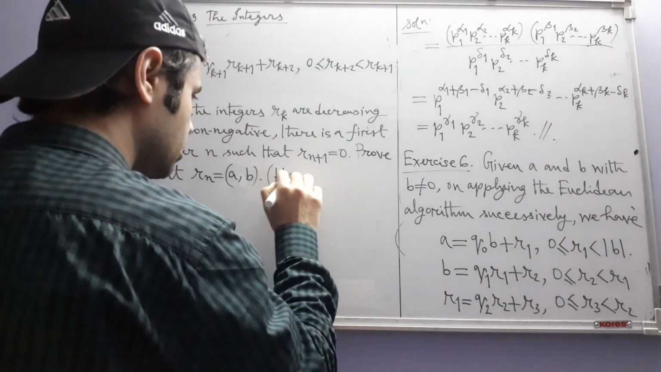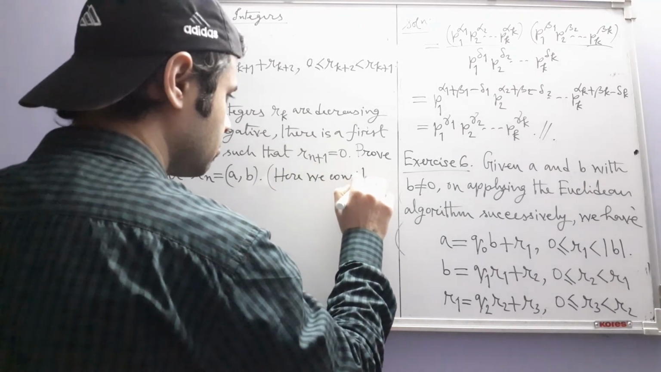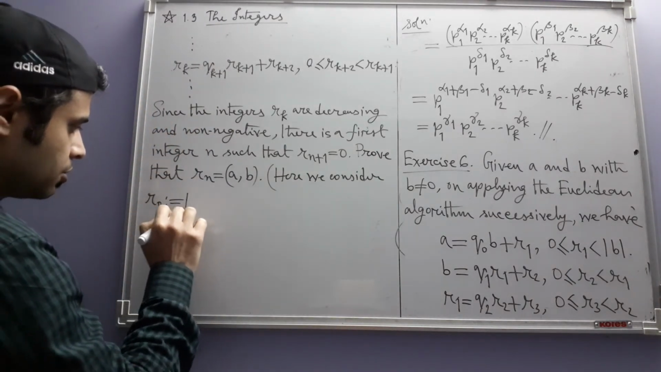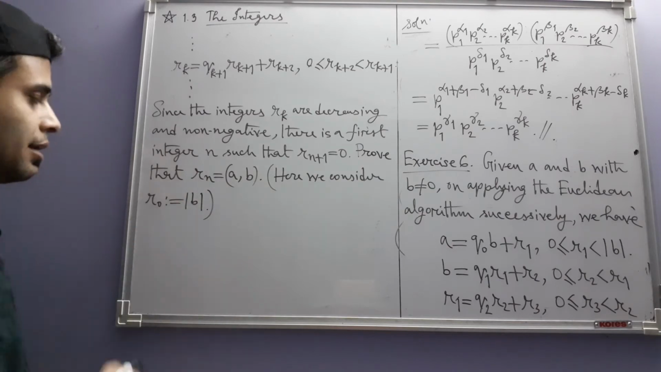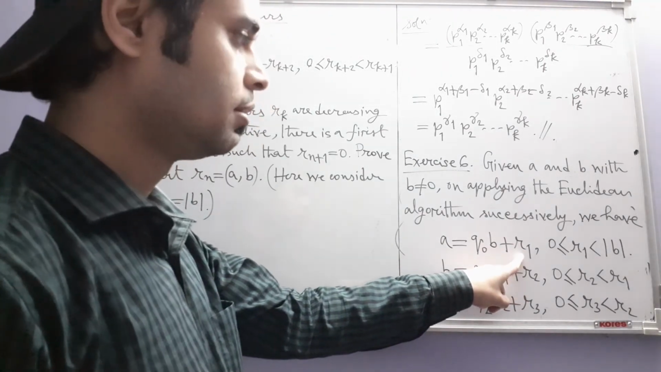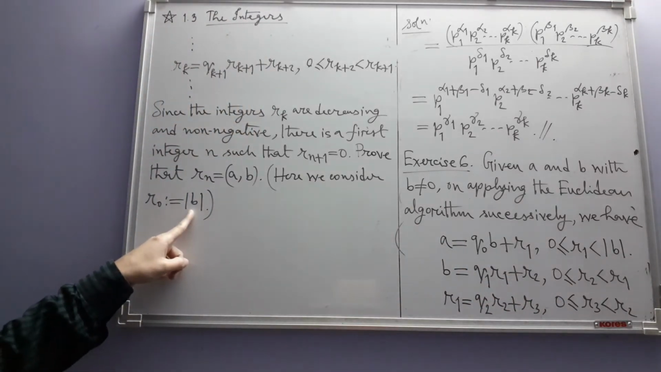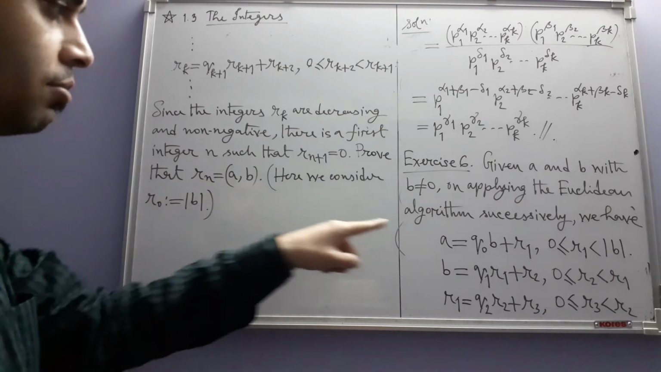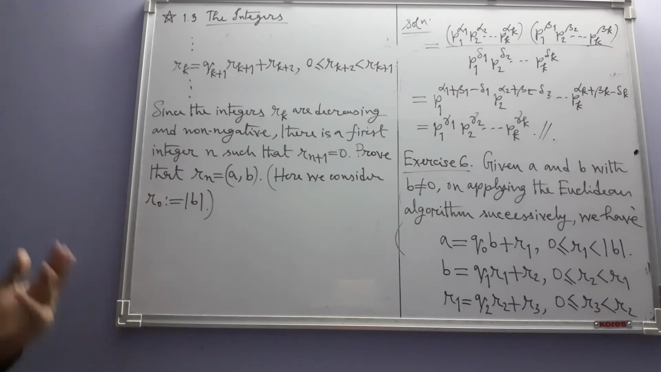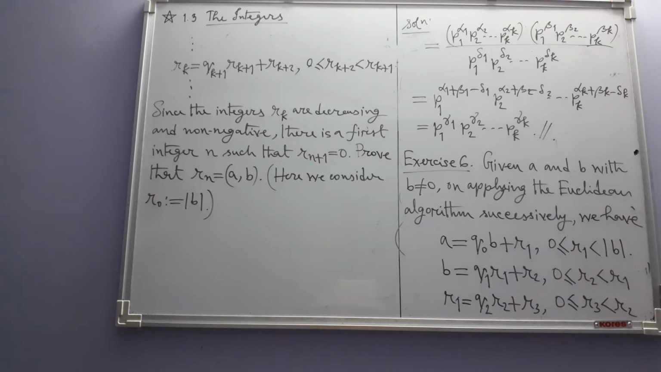Okay, here we consider R naught to be equal to, okay, I have got my answer. Here I asked why I cannot write R naught here. They are considering A mod B as R naught, because here we are dividing by B, so that can be taken as the 0th remainder. Okay, now we have to prove this.